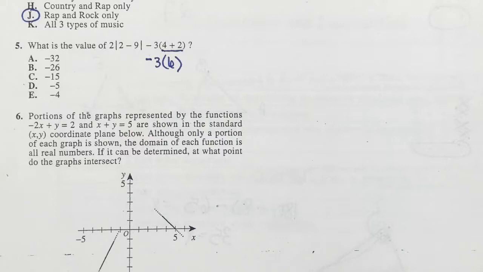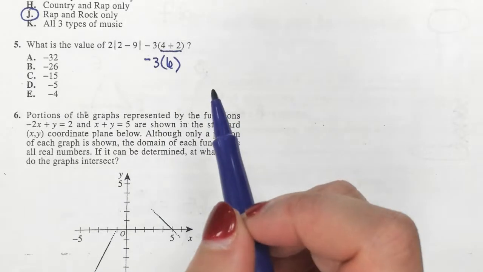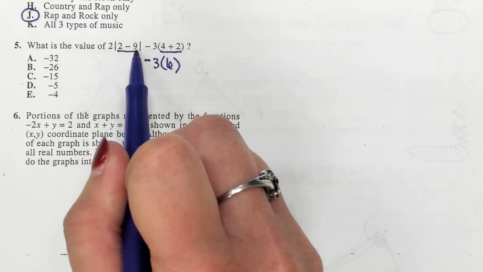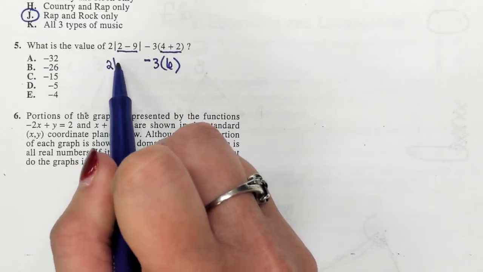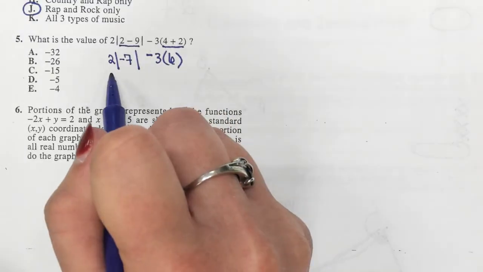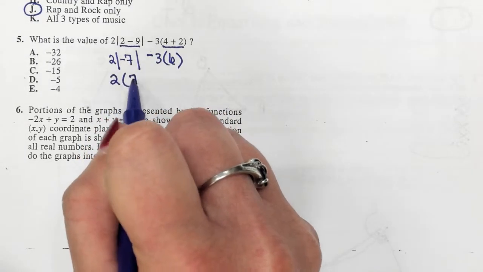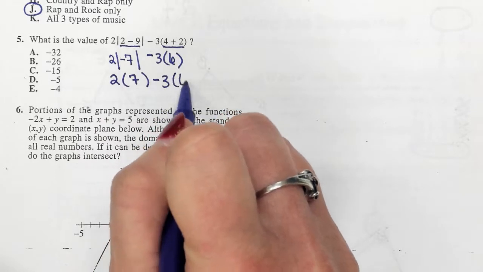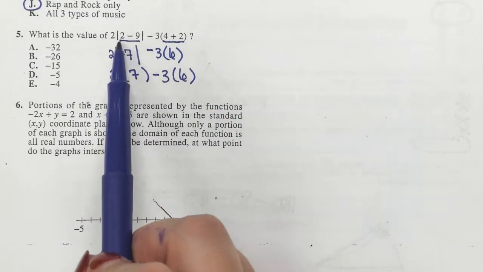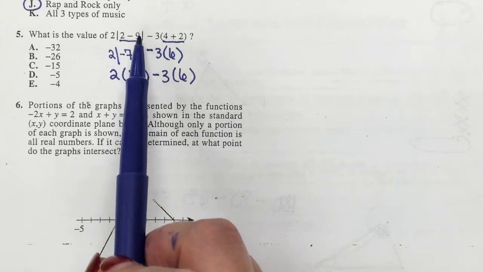See anything else that I can do? Absolute value, all right? What's 2 minus 9? Negative 7. Okay, once you subtract, then what does absolute value tell you to do? Make it a positive. You got to subtract it first. So now it's 2 times 7 minus 3 times 6, okay? You can't make it a plus first. You can't say 2 plus 9 because that'll give you 11.